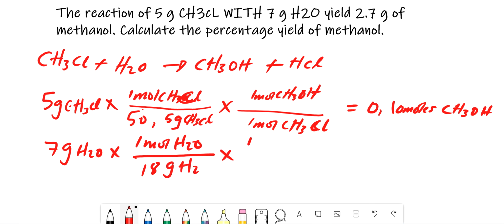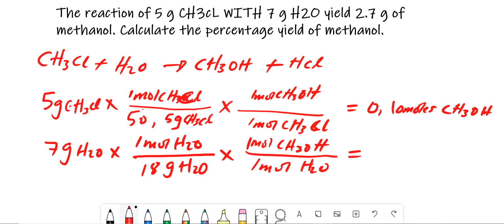So multiply by the mole ratio between water and methanol. All in all it's 1:1, so it's going to be 1 mole of methanol over 1 mole of water. So the answer will be 0.39 moles of CH3OH.